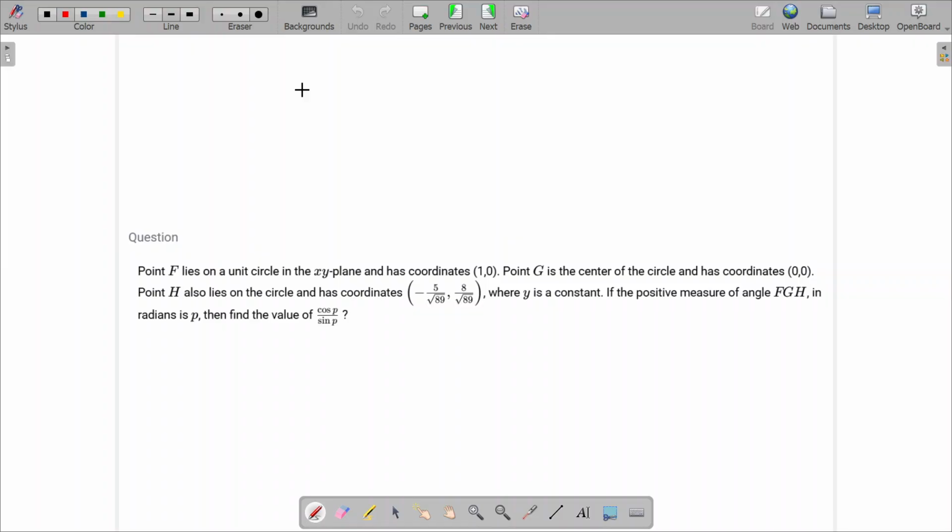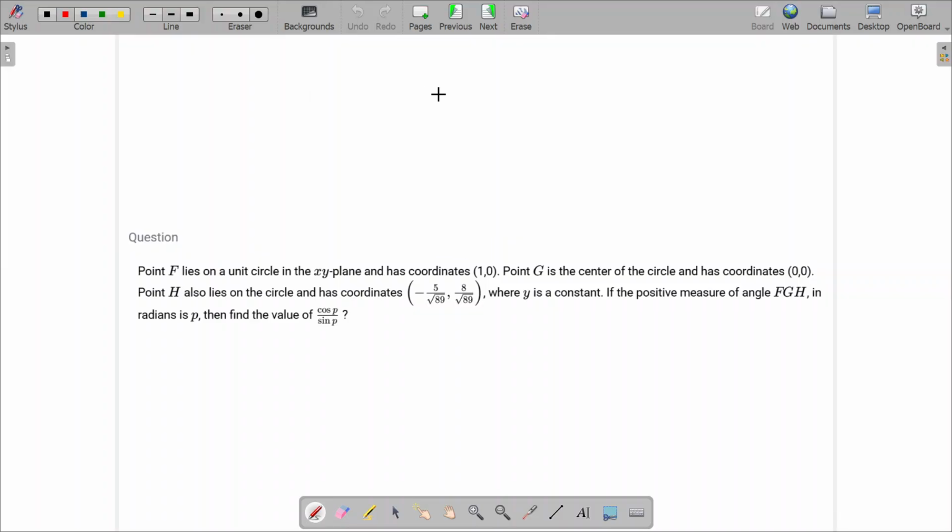If you want to know the first two concepts, please go to the most repeated questions in SAT playlist. There you will find the detailed explanation of the other concepts, unit circles, the first two concepts.